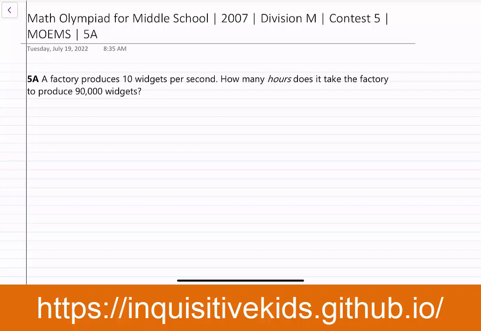Let's write down a ratio. So let's say the left side of the ratio is the number of widgets, and the right side of the ratio is the number of seconds. We know that a factory produces 10 widgets per second. How many hours does it take the factory to produce 90,000 widgets?